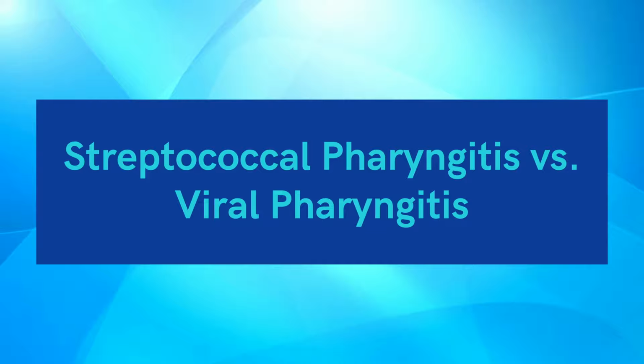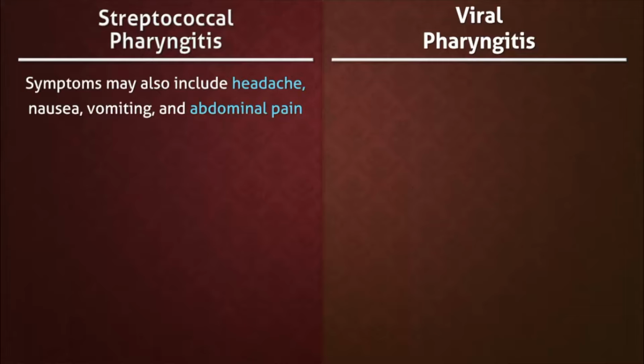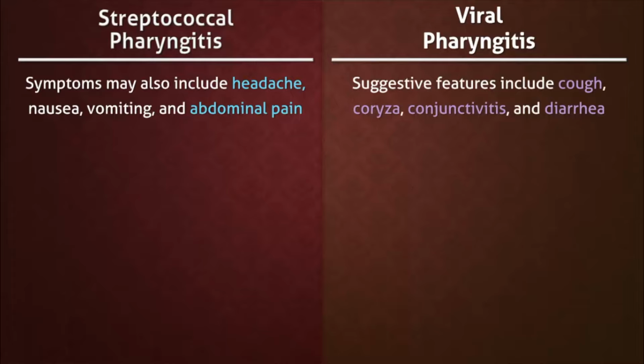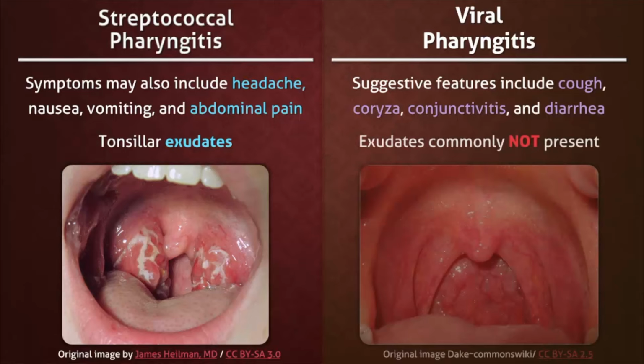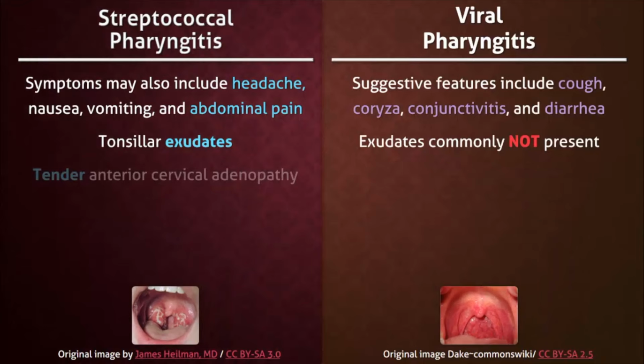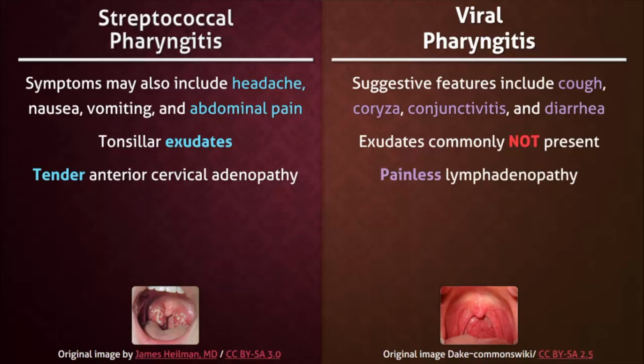In addition to fever and sore throat, streptococcal pharyngitis may present with headache, nausea, vomiting, and/or abdominal pain. Symptoms suggestive of viral pharyngitis include cough, coryza, conjunctivitis, and diarrhea. Tonsillar exudates are commonly present in streptococcal pharyngitis, while they are usually absent in cases of viral etiology. Tender anterior cervical adenopathy is a sign of streptococcal pharyngitis, while lymphadenopathy is usually painless in viral pharyngitis.